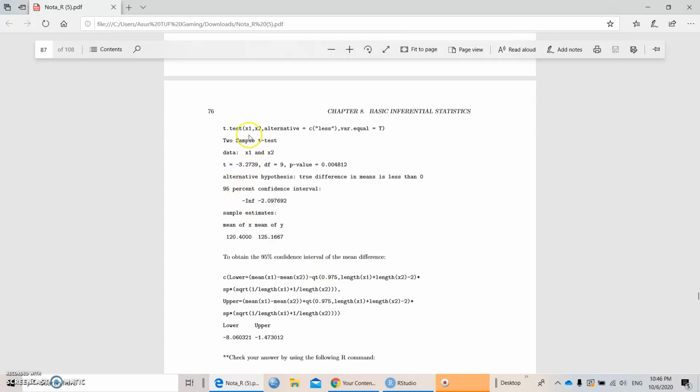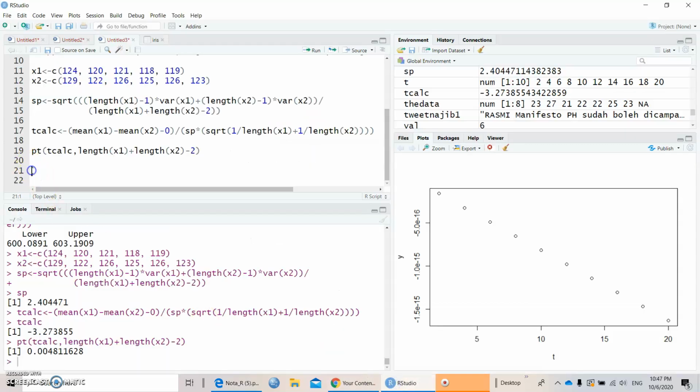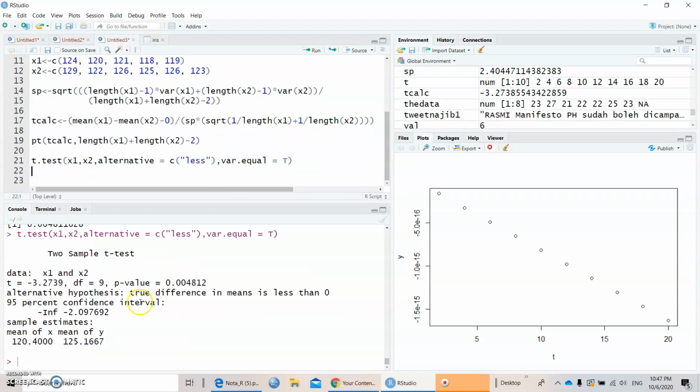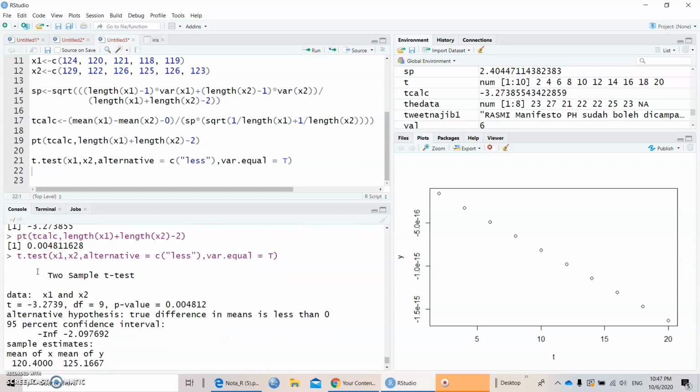And then we can also use the built-in function in R to perform the independent t-test. So this is the coding. We use t.test and then include x1 and x2. Since we want to test mu1 less than mu2, we put alternative equal to less, and then we assume that the variances for both groups are equal, so we type var.equal equal to TRUE. Run, and then you will see that the t value is the same as the t value you computed manually. The p-value is also the same, so the interpretation will also be the same.